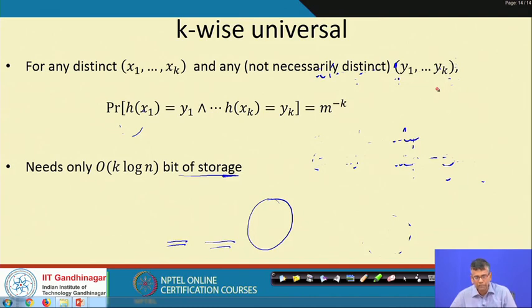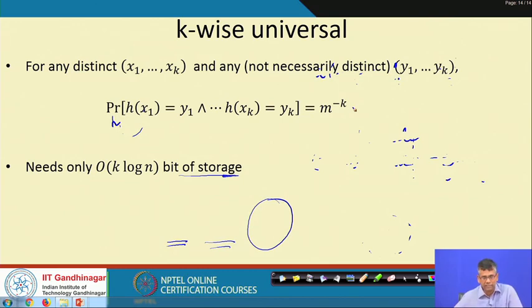And what we want to say is that over the choice of the hash function, the probability of this particular event, which is an AND over k simple events, that h of x1 equals y1, h of x2 equals y2, and h of xk equals yk, is 1 over m to the power k. If this happens, we call the function h a strongly k-wise universal hash function.